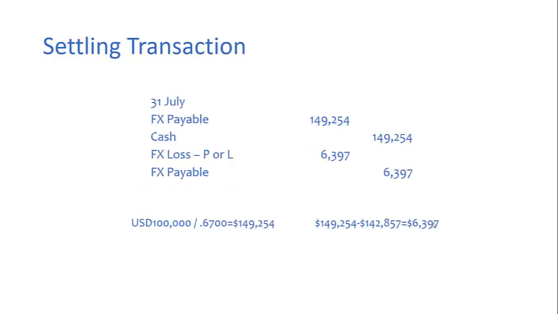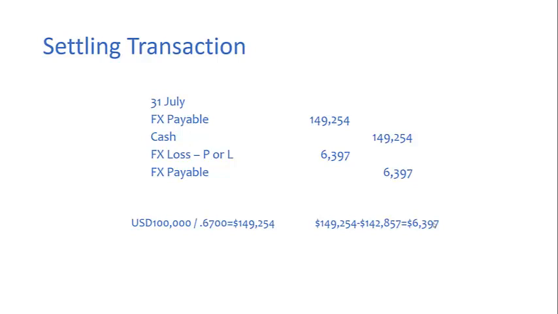On the 31st of July we'd settle the transaction, so we'd pay it, and at this point in time we'd recognise the transaction on the 31st of July. We'd end up paying $149,254, which is $100,000 at the 67 cents exchange rate.